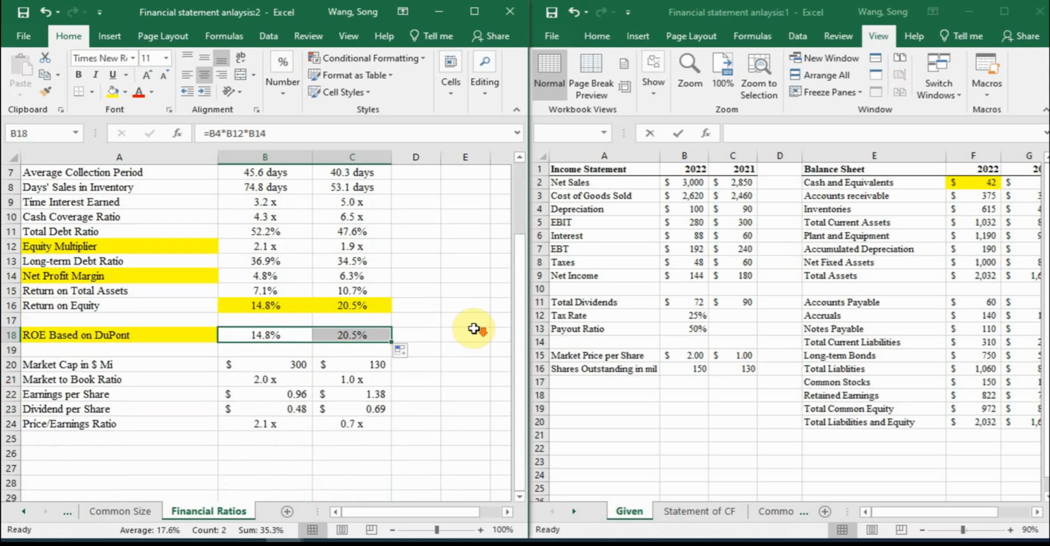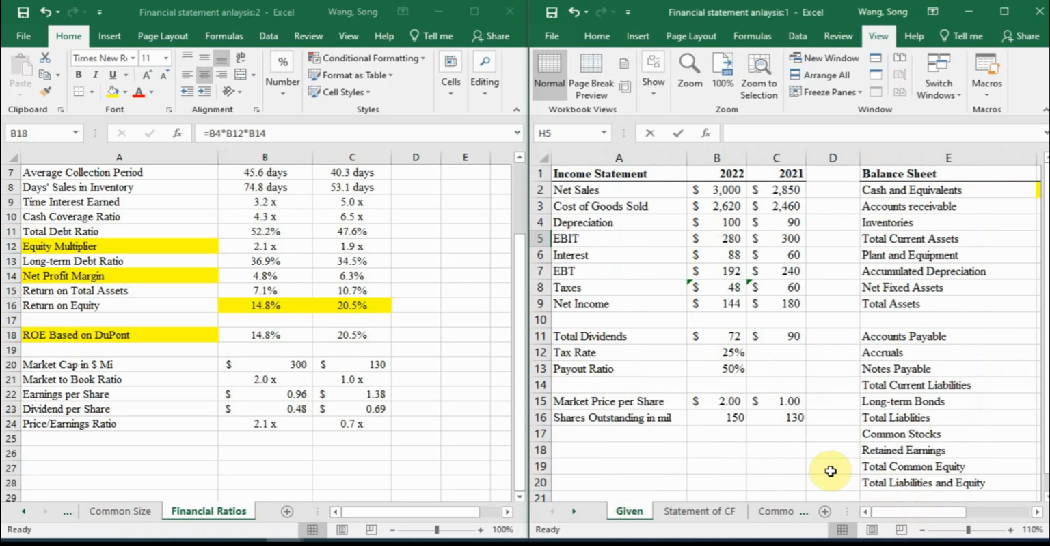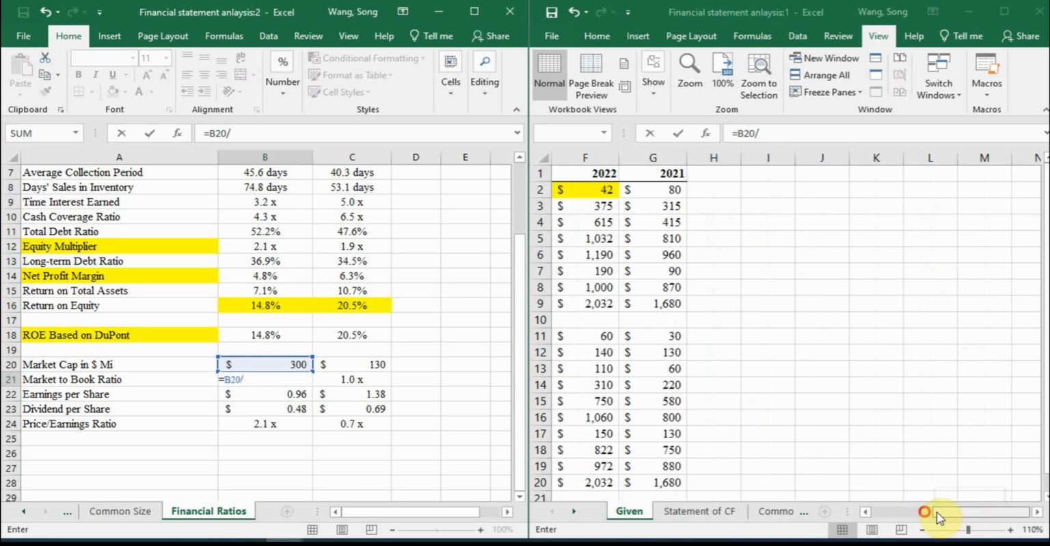All right, and the next category would be the market ratio. Okay, any ratio related to the stock market performance. So you have market capitalization, which is the market price for each share of the stock multiplied by the shares outstanding. Okay, then you drag it. And for market book ratio, it is market cap, which is the market value of the equity divided by the book value of the equity.